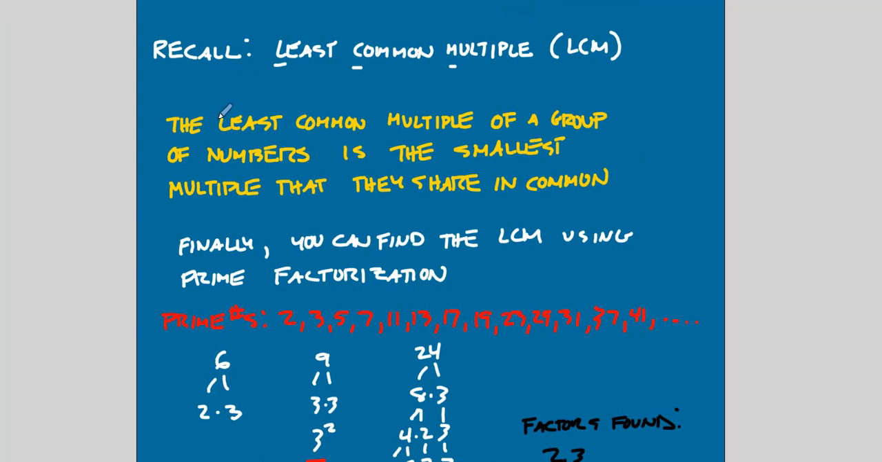Then there's another way that you don't usually have to use that much. But sometimes if you can see no other way what the least common multiple is, this will always work. Again, the least common multiple of a group of numbers is the smallest multiple that they share in common. The final method is called prime factorization.